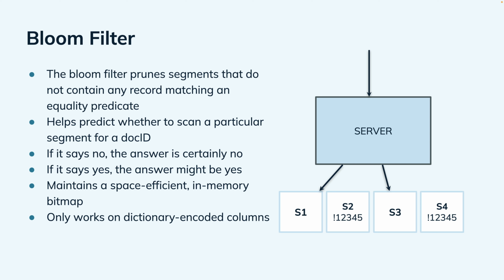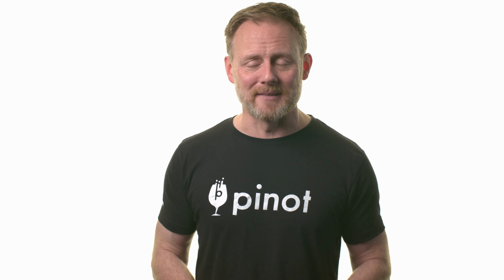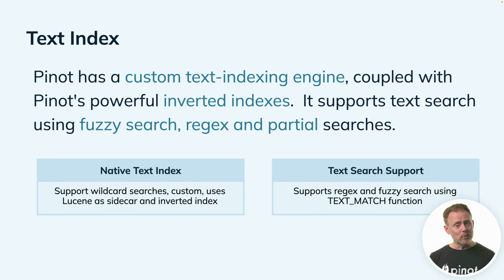So Bloom filters are great for this kind of thing. It's just a way of increasing the performance of equality predicates on dictionary encoded columns. That sounds like a lot of qualifiers there, but that's the kind of thing that shows up in queries often enough, and it's great to have this index around. There are actually two kinds of text indexes in Pinot.